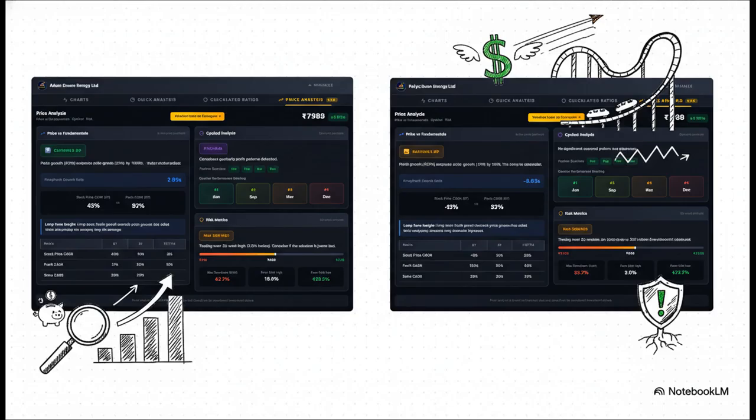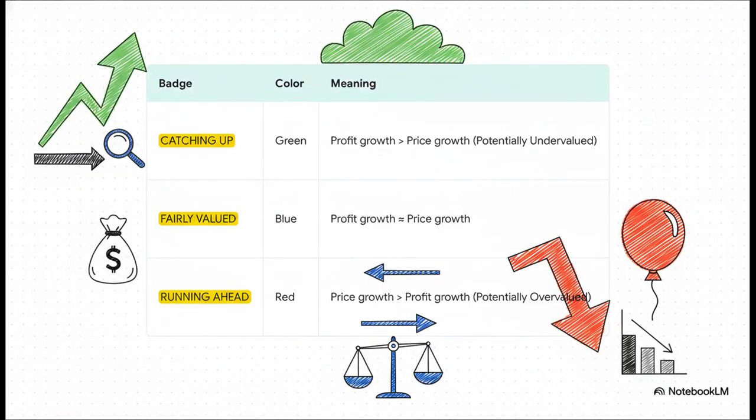The Price Analysis tab compares a company's long-term profit growth to its long-term stock price growth. What we're trying to figure out is simple. Is the stock lagging behind its actual performance, which could be an opportunity, or has it gotten way ahead of itself, which signals risk? And the tool makes this super easy to interpret with these color-coded badges.